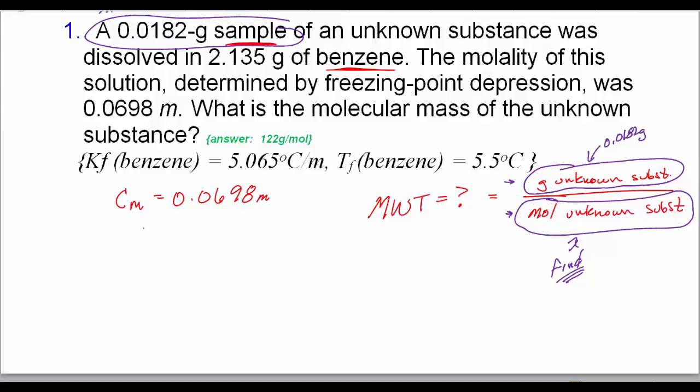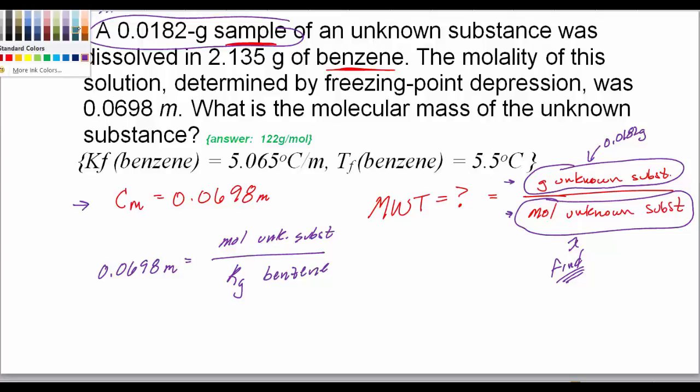They told us molality. They told us this for a reason. Because remember, what's the definition of molality? 0.0698 has to equal what over what? Do you remember molality? Moles of solute over kilograms of solvent. So let's not use the words solute and solvent, though. Moles of unknown substance divided by kilograms of benzene. Now can you see what's going to happen now? All right. We know this.